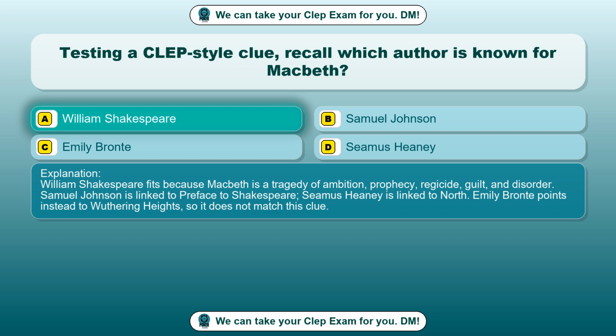William Shakespeare fits because Macbeth is a tragedy of ambition, prophecy, regicide, guilt, and disorder. Samuel Johnson is linked to Preface to Shakespeare, Seamus Heaney is linked to North. Emily Bronte points instead to Wuthering Heights, so it does not match this clue.